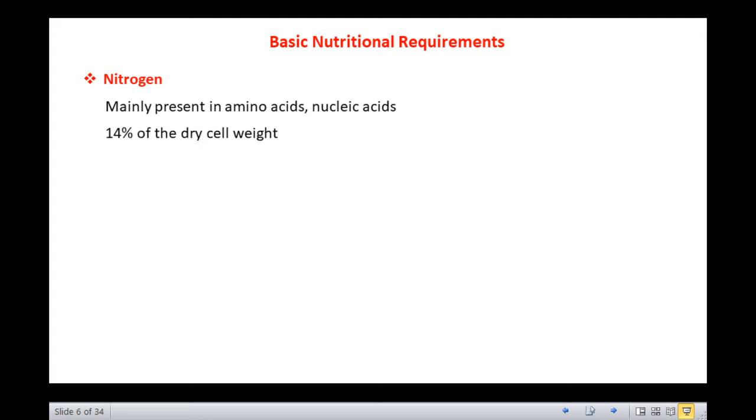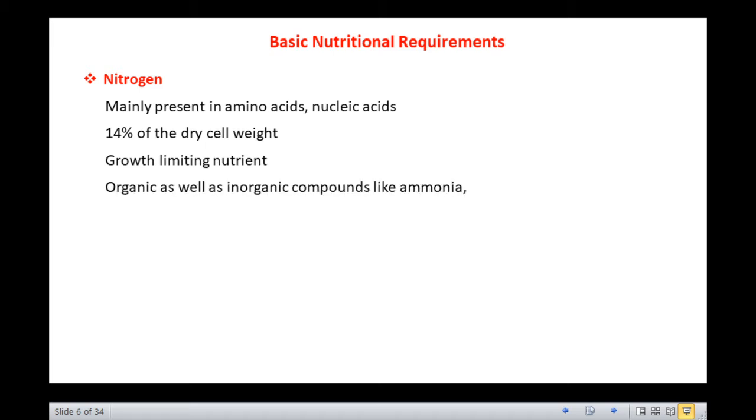It usually is a growth limiting nutrient and an organism cannot synthesize proteins and nucleotides if the nitrogen source is depleted. Nitrogen can be obtained from the environment from both organic as well as inorganic compounds like ammonia, nitrates and nitrites. Many bacteria like Rhizobium and Azotobacter can also utilize molecular free nitrogen and fix it by nitrogen fixation.